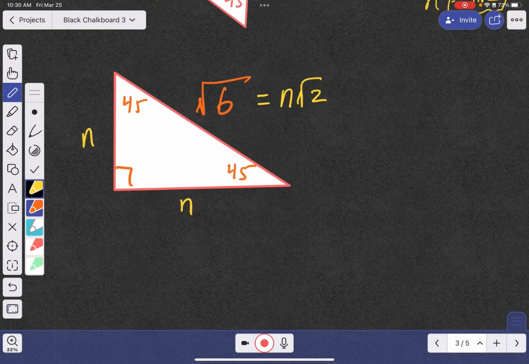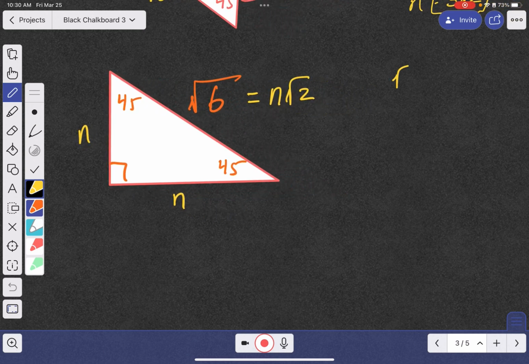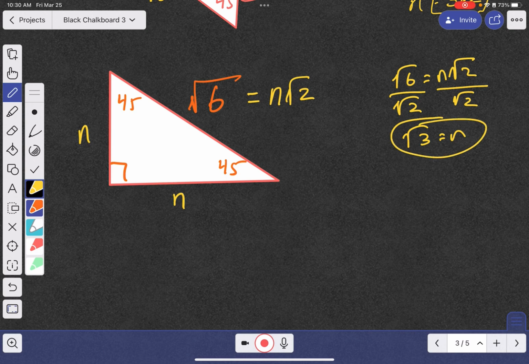Go off to the side here a little bit. The square root of 6 equals n times the square root of 2. Solve this for n, divide by the square root of 2. What's 6 divided by 2? 3. So the square root of 3 is equal to n. So my n value is the square root of 3. Much easier to do that than go 1/2 times the square root of 2. Eek.